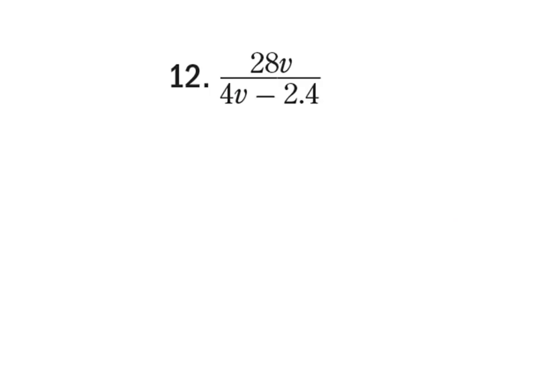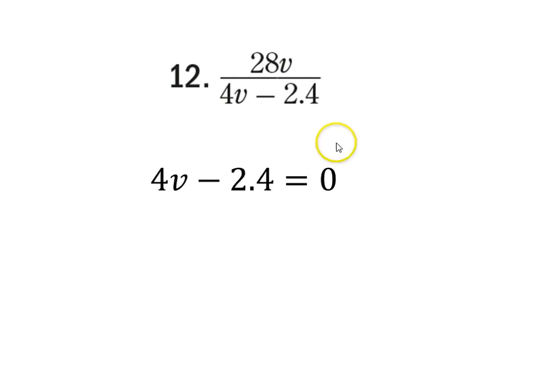Another problem here, we have 28v over 4v minus 2.4, and what we're asked here is what can v not be? When we look at this, we're working with a fraction and we're dividing by 4v minus 2.4, and in a division problem we can never divide by 0. Just doesn't work. You can't divide things into 0 groups. So that means that 4v minus 2.4 cannot be equal to 0.